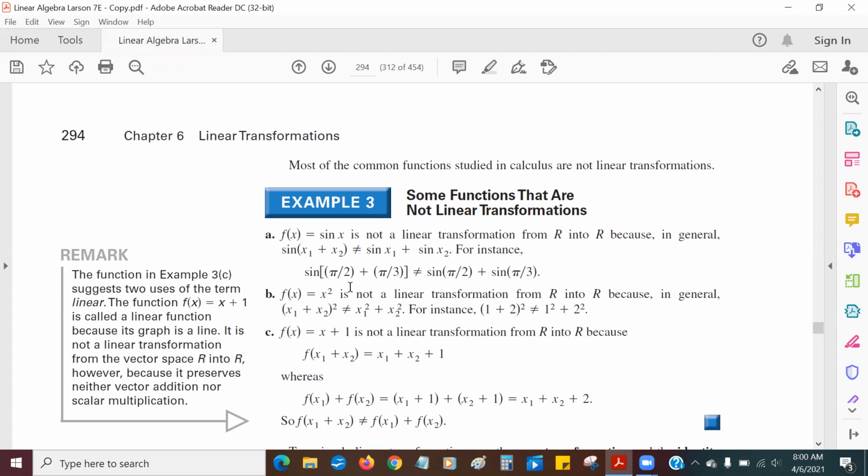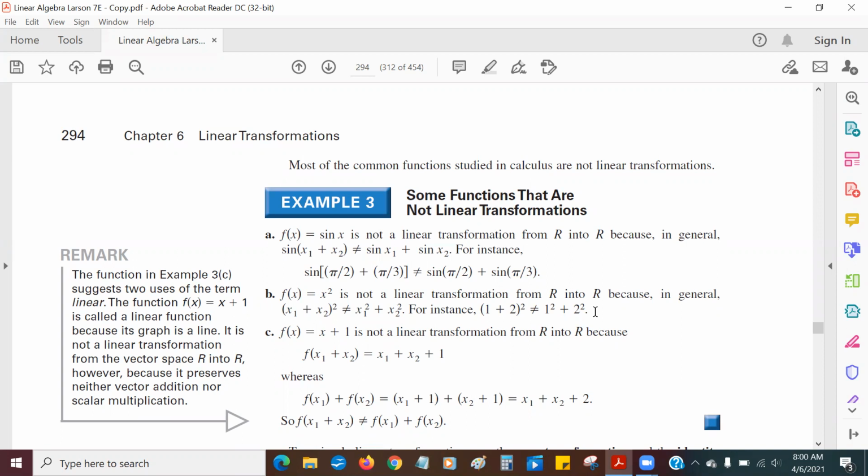F of x equals x squared. It's also not linear because a plus b squared is not a squared plus b squared. In fact, you can even see with plain numbers. 1 plus 2 squared is 9. This is 3 squared, which is 9. And this is 1 plus 4, which is 5. So 9 and 5 are not the same thing. If 9 and 5 are the same thing, then your workday will be very short.